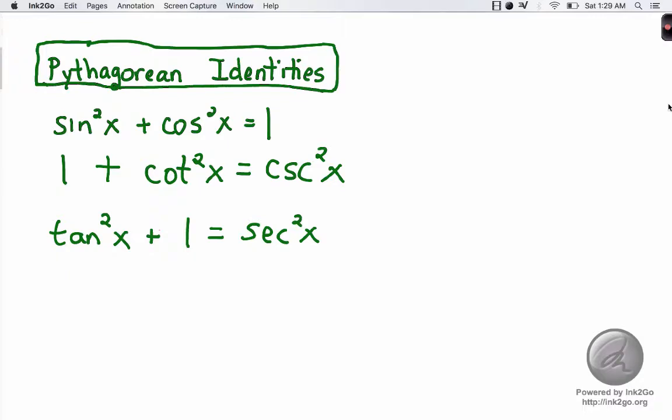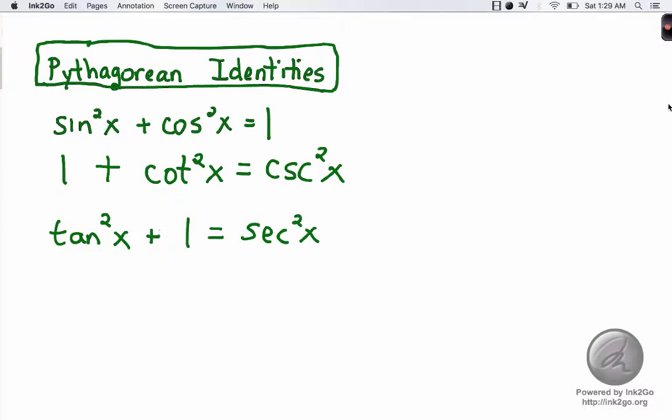For example, if I divide each side of the equation sine squared of x plus cosine squared of x equal to 1 by sine squared of x and simplify down, I will end up with the second Pythagorean identity. If I take the original Pythagorean identity, sine squared of x plus cosine squared of x equals 1, and I divide each side of the equation by cosine squared of x, it would simplify down to our third Pythagorean identity, which simply states tangent squared of x plus 1 is equal to secant squared of x.